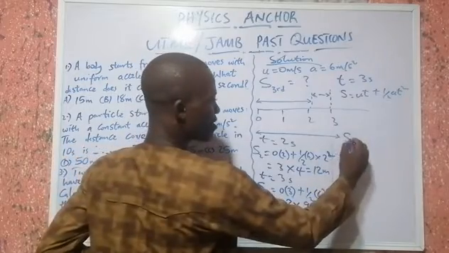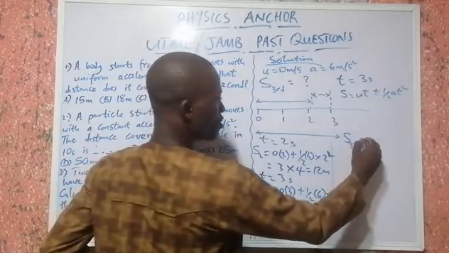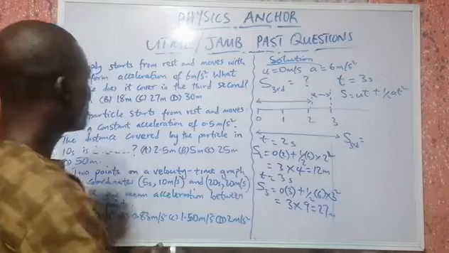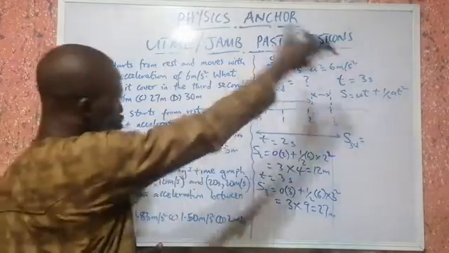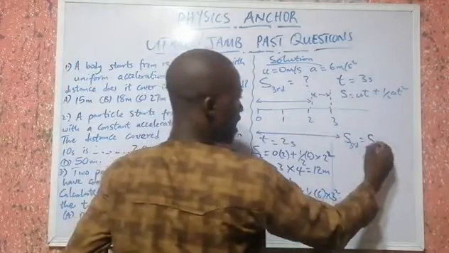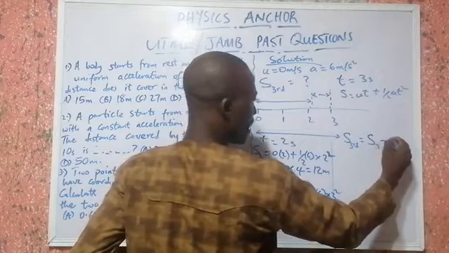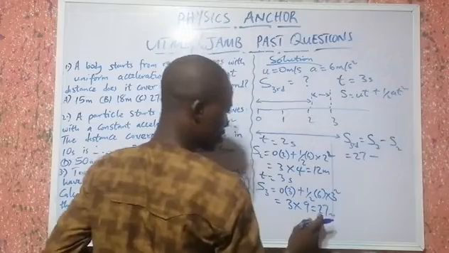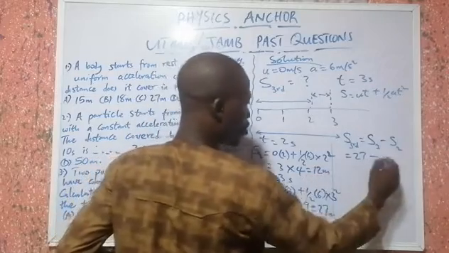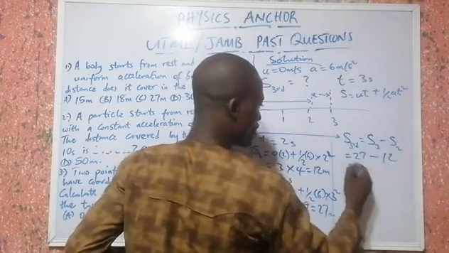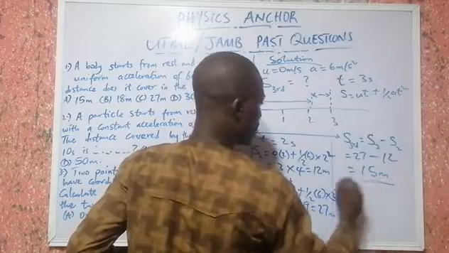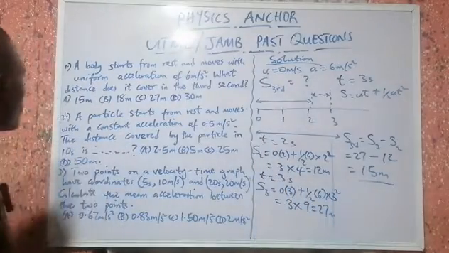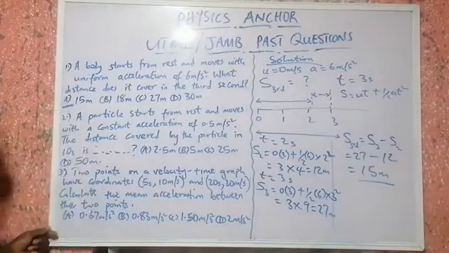So our s third second, the distance for the third second, will be s3 minus s2, that is 27, which is s3, minus 12, which is s2. That will give us 15 meters. So let's go to our options. Here, A is the correct answer.